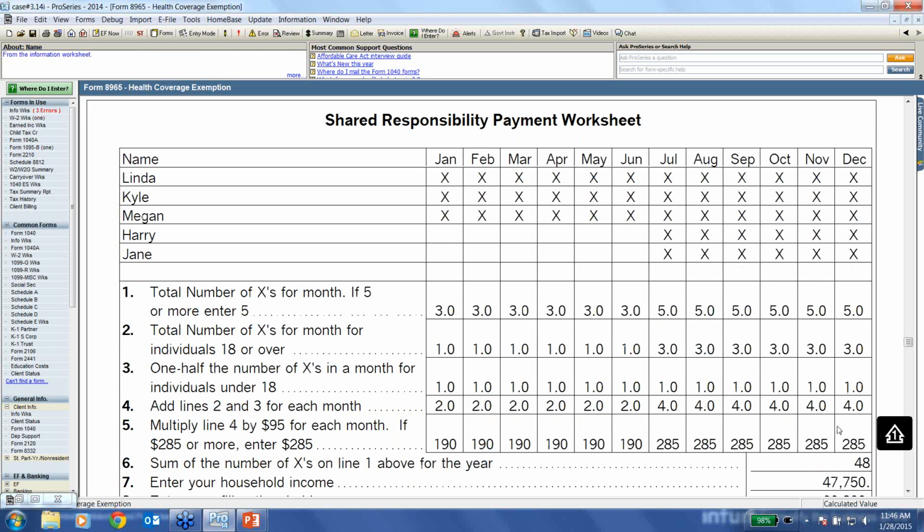Multiply it by 95, flat dollar amount with a cap of 285. We're left with 190 for the first half of the year, and then we hit the cap of 285 after that.